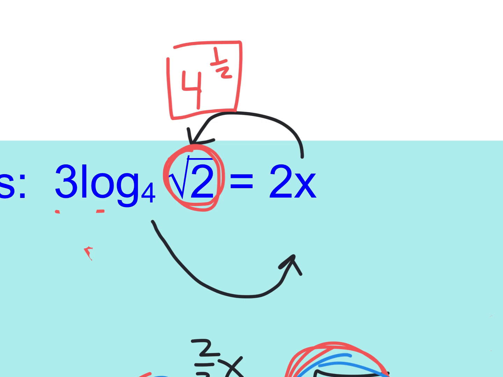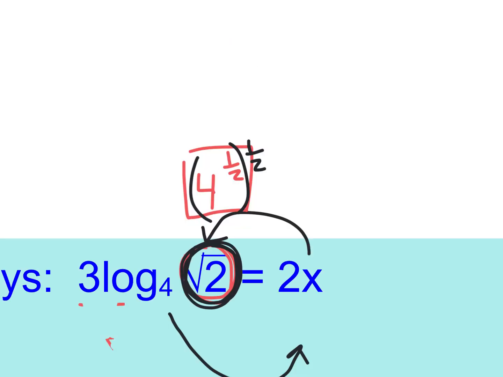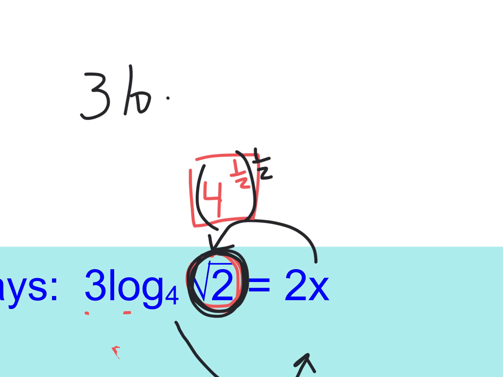You know, like that just makes 2, but I want it to be the square root of that. I put the square root of that. So this could have been 4 to the 1/4 power right here. And the cool thing then is the problem reads this. Log base 4 of 4 to the 1/4 power equals 2x.